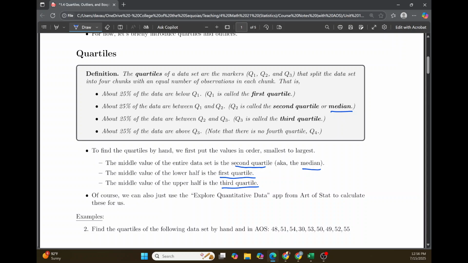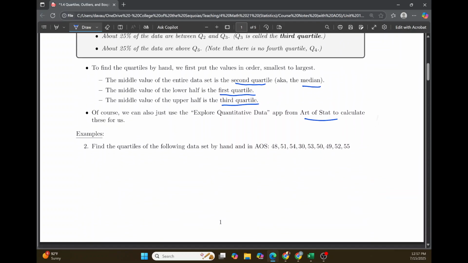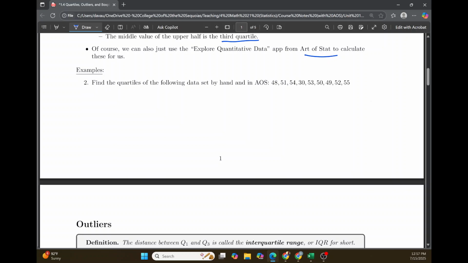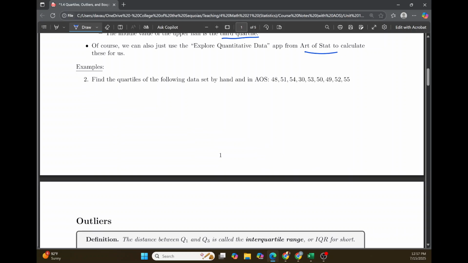That's how we would do it by hand. We can also find quartiles from Art of Stat, but I want to practice it both ways, at least at first, just so that you get some understanding of what quartiles are. So that's what example 2 asks us to do. It says find the quartiles of the following dataset by hand and in Art of Stat. These values are not quite in order, so the first order of business is going to be to rearrange them.